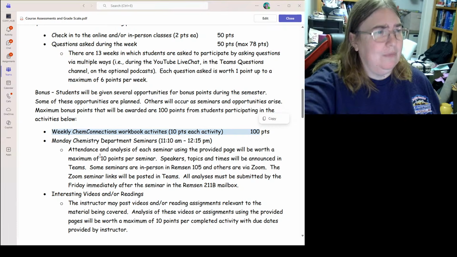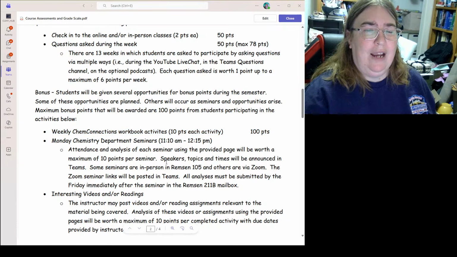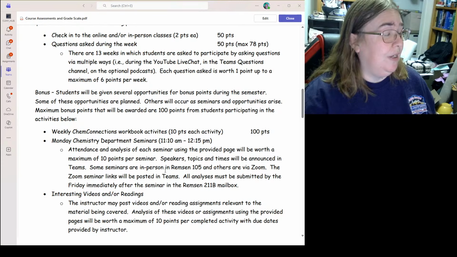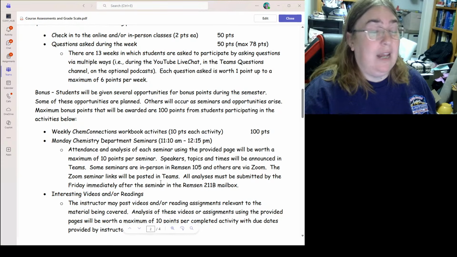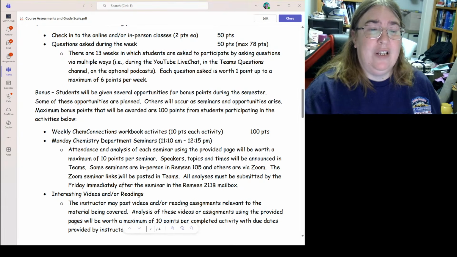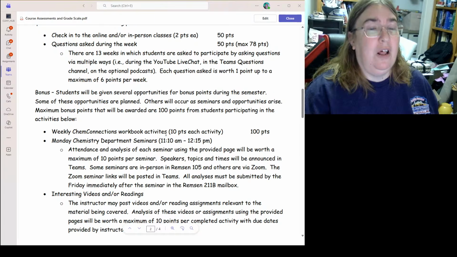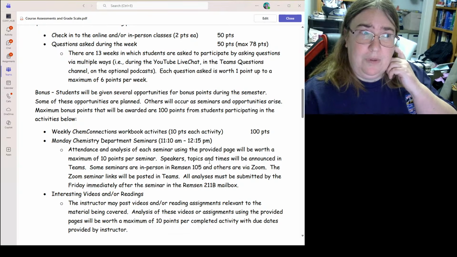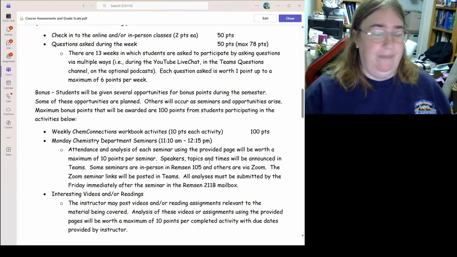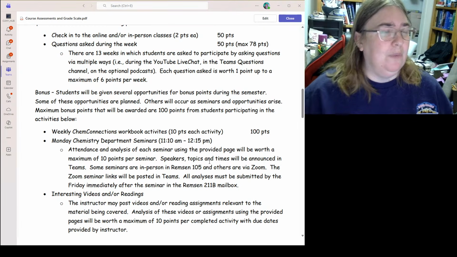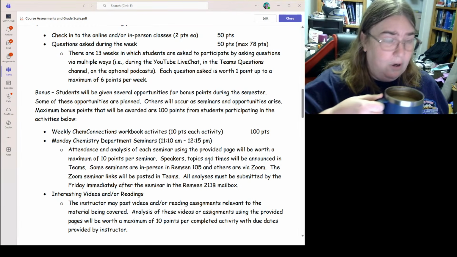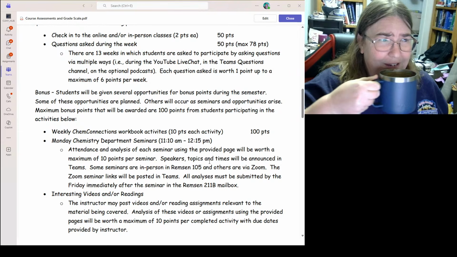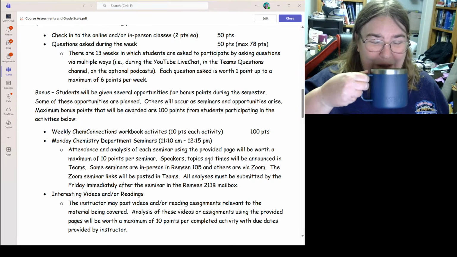Or to sum up 100 bonus points through a variety of techniques and ways of doing so. But that is on you. Once you get past 100 bonus points, it's capped. So, for instance, if you attended every department seminar and did all of the weekly Chem Connections, which will be graded, and you end up with, say, 150 bonus points, you get 100 of those. It is capped at 100. And you'll be able to see your bonus and how many points you have already earned, so that you know when you can kind of slack off and quit submitting bonuses.